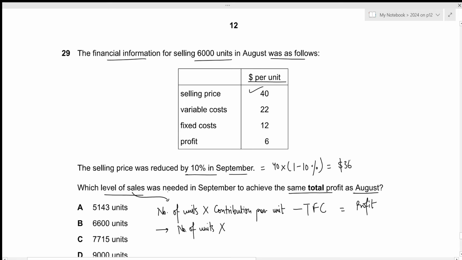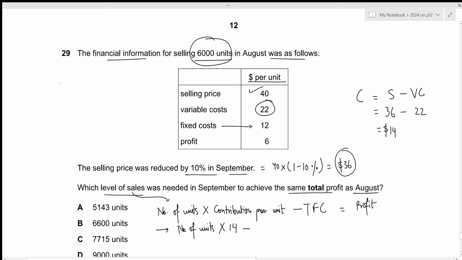Let's calculate the contribution per unit. Contribution per unit is just going to be selling price minus the variable cost. The selling price for September is 36 and there is no change to the variable cost, so we can still use 22. This will give us the value of 14. Now we have the fixed cost per unit and this was for the 6,000 units. So the total fixed cost is just going to be the per unit value of 12 multiplied by the total number of units, 6,000. This results in the value of 72,000.